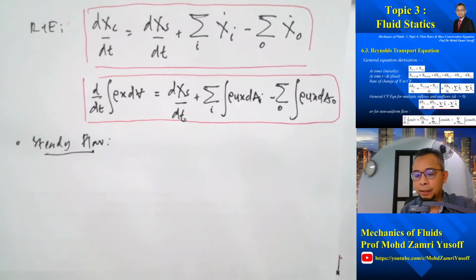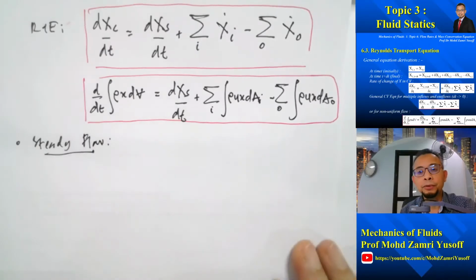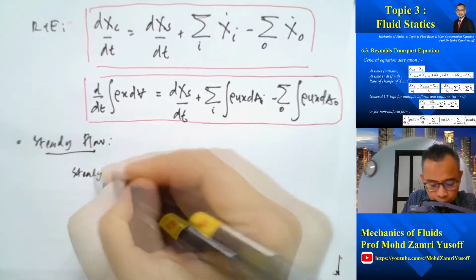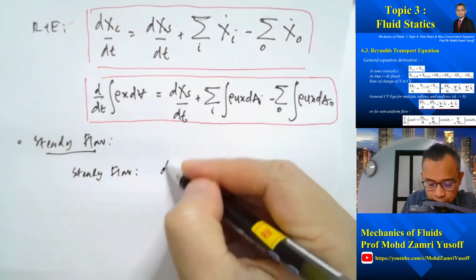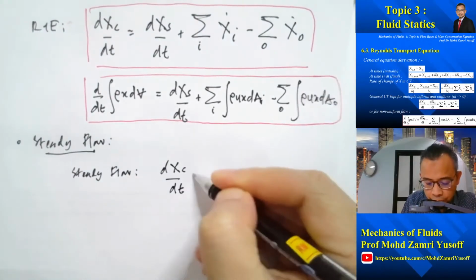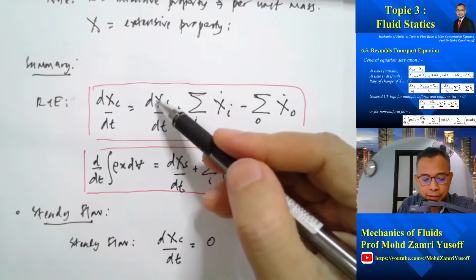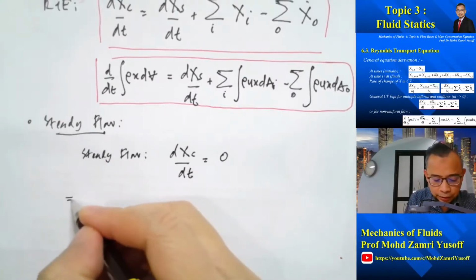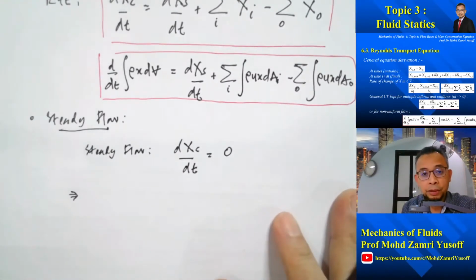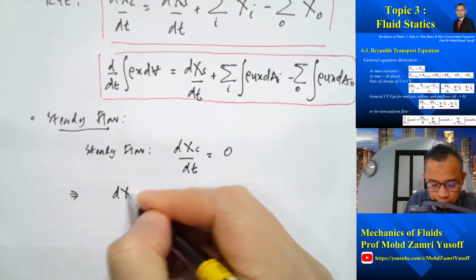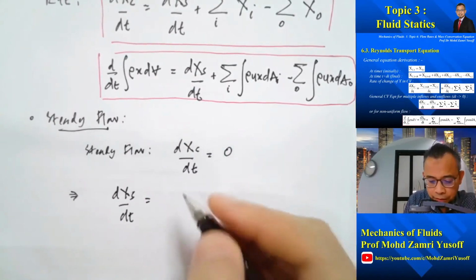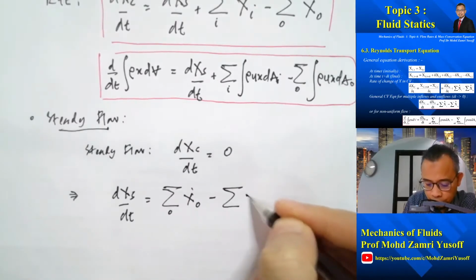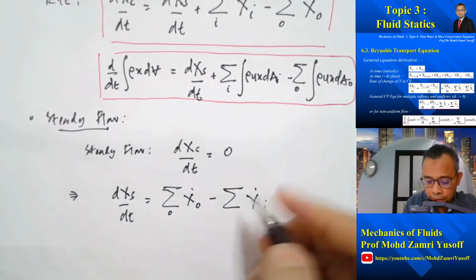So by using this Reynolds transport equation, we can now apply the conservation law to a control volume. If the flow is steady, then the rate of change of x for the control volume will be equal to 0. So for steady flow, we must have the rate of change of x for the control volume equal to 0. So that means that this term here is 0. So this implies that the Reynolds transport equation becomes dxs by dt is equal to x dot out for all the outlet minus x dot in for all the inlet.